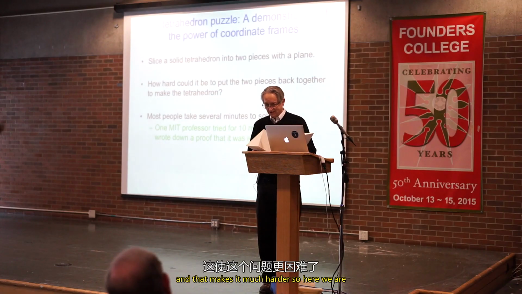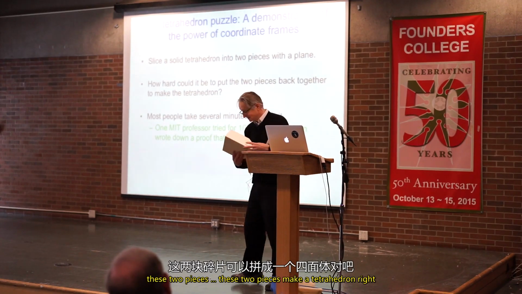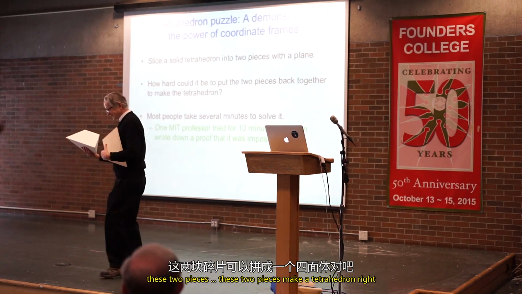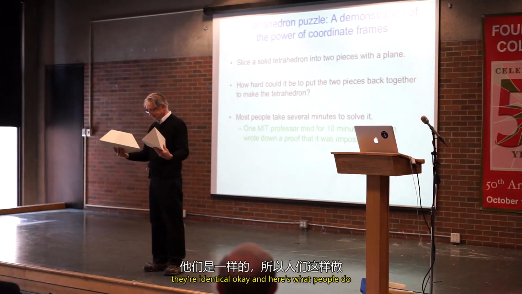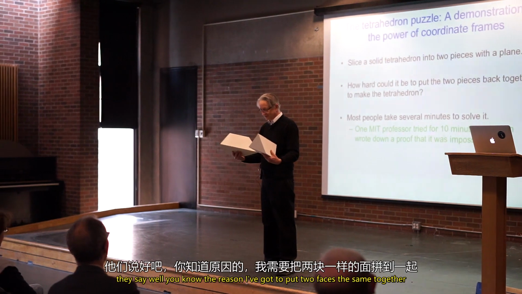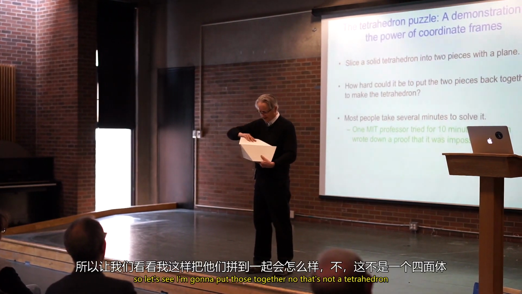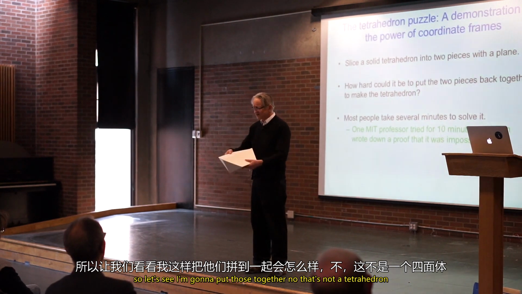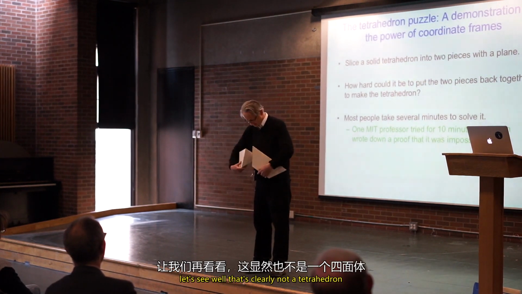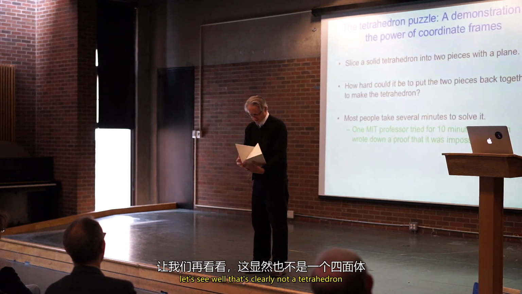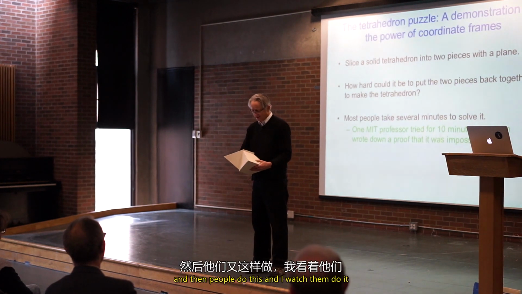So here we are. These two pieces make a tetrahedron, right? They're identical. Okay? And here's what people do. They say, well, I've got to put two faces the same together. So let's see. I'm going to put those together. No. That's not a tetrahedron. Let's see. Well, that's clearly not a tetrahedron. And that's not a tetrahedron. And then people do this.